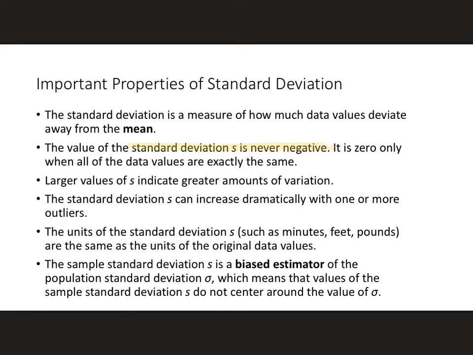The standard deviation s can increase dramatically with one or more outliers. The units of the standard deviation s, such as minutes, feet, and pounds, are the same as the units of the original data values. And the sample standard deviation s is a biased estimator of the population standard deviation sigma, which means that the values of the sample standard deviation s do not center around the value of sigma.